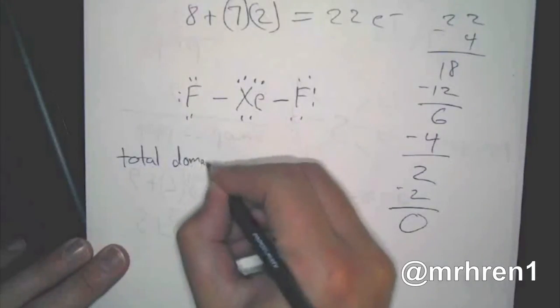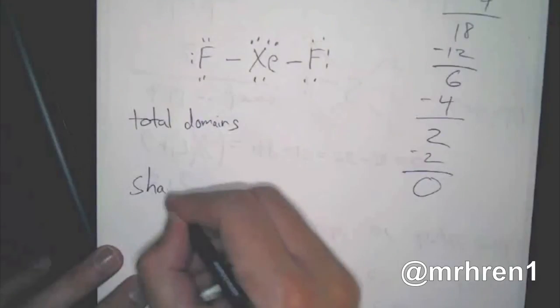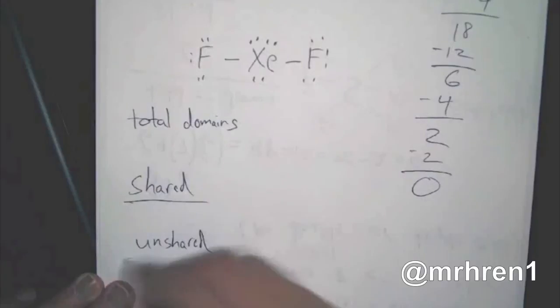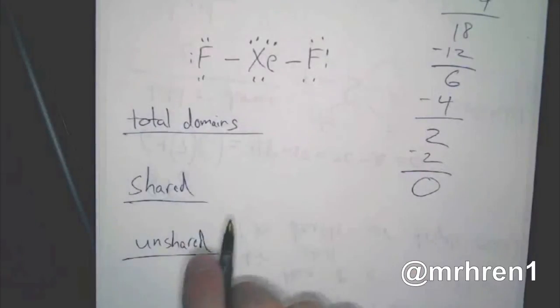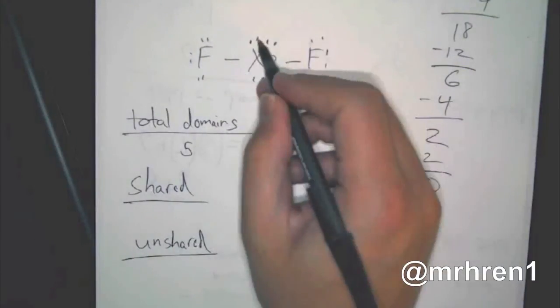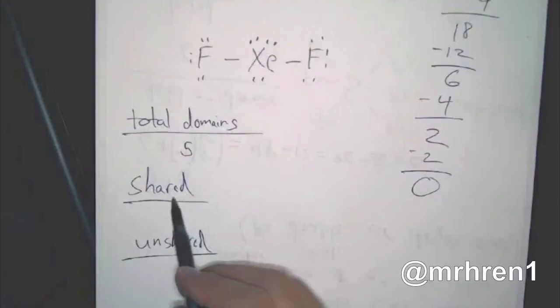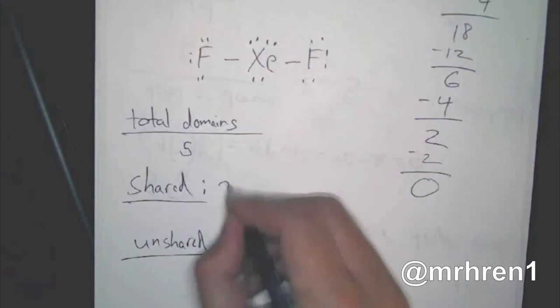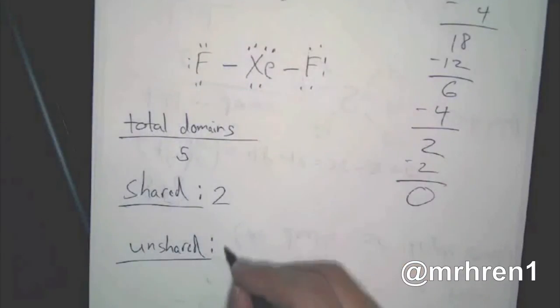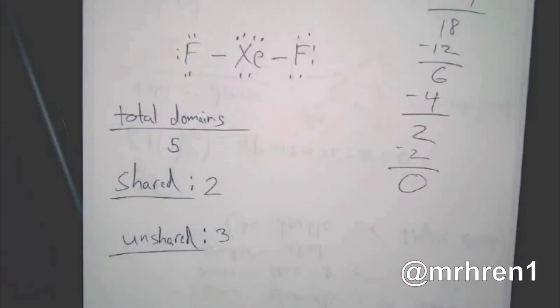So this is a good way to practice. You can do total pairs, so you can do total domains, shared, unshared. So how many total do I have on xenon? There's 5 total domains. 2 bonds, 3 electron pairs. So shared would be 2 shared bonds, and then unshared would be 1, 2, 3 pairs. Does anybody have questions on that so far?